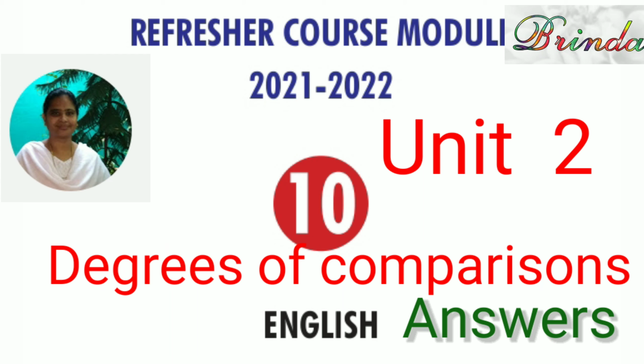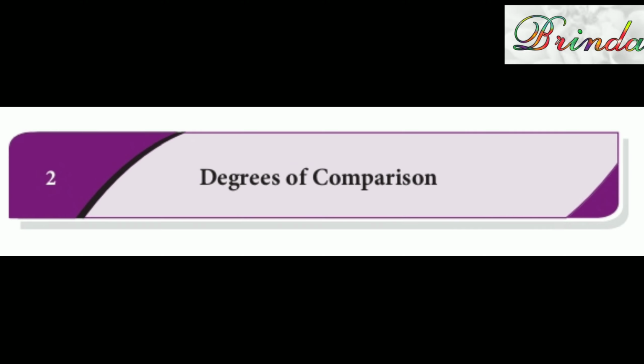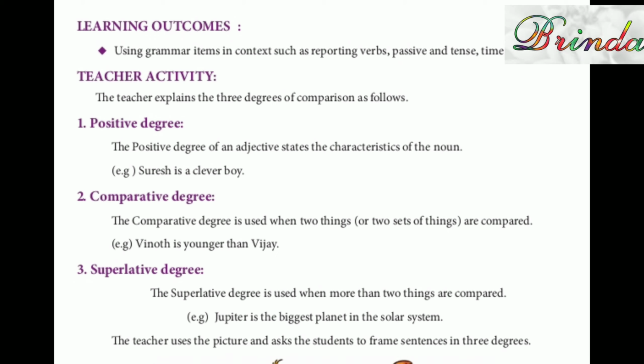Dear children, today we are going to discuss the answers for degrees of comparison. At length, we will discuss this unit later. So, degrees of comparison, in short, means 3 degrees. One is positive degree, comparative degree, and superlative degree. The positive degree of an adjective states the characteristics of a noun.